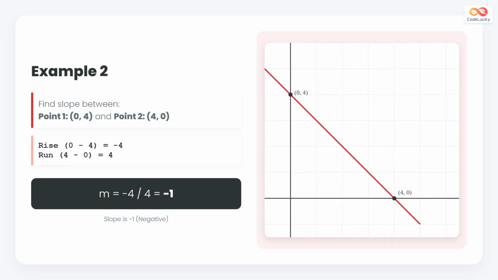Now let us look at a negative slope. We have a point at (0, 4) and another at (4, 0). For the rise, 0 minus 4 is negative 4. For the run, 4 minus 0 is positive 4. Negative 4 divided by positive 4 gives us a slope of negative 1. The line is going downwards.